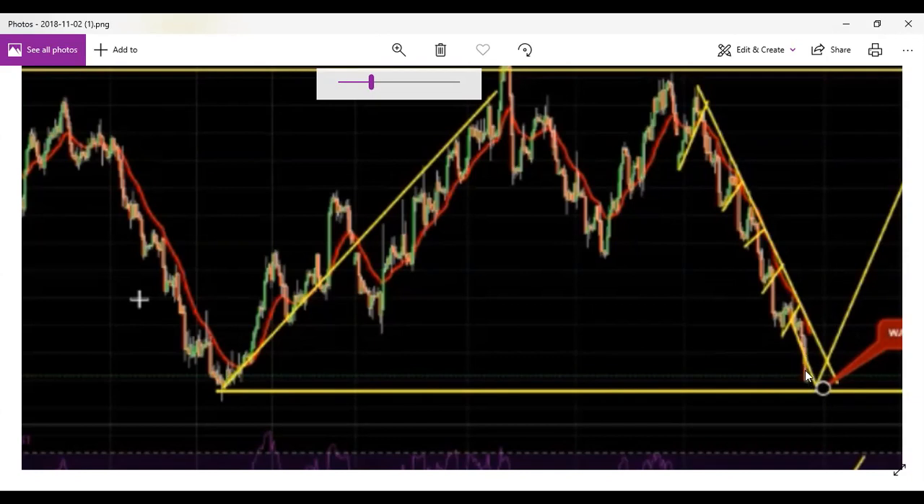Okay, so when it gets here, we're going to wait for the flag. We always wait for the flag. I want everybody to write that down. Always wait for a flag.